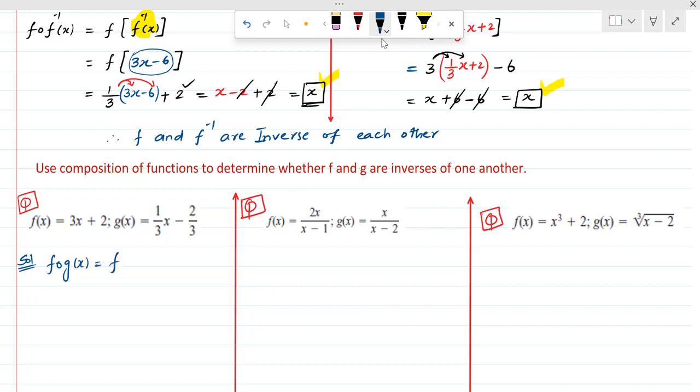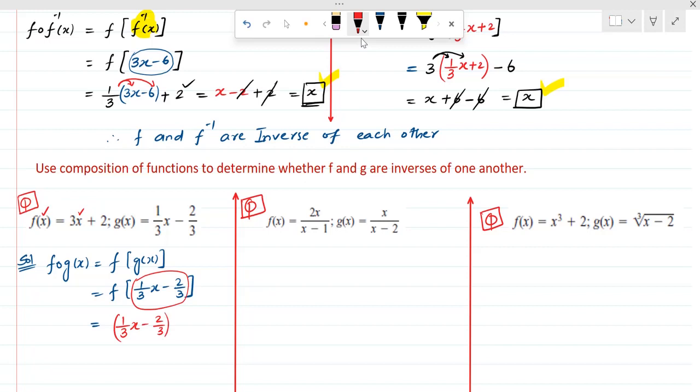What is f composition g of x? It is f of g. What is g? 1 over 3 x minus 2 over 3. Now coming to the f. What is f here? Wherever there is an x, I will replace x. The remaining will be the same. This is my new x: it is 1 over 3 x minus 2 over 3.